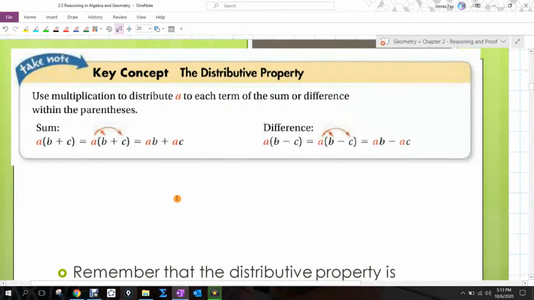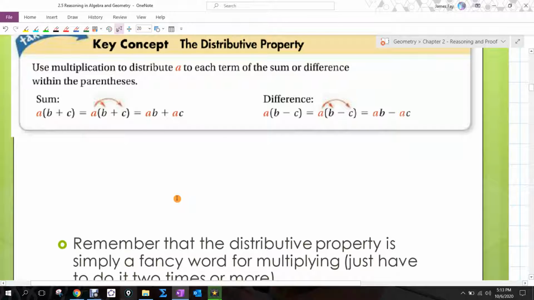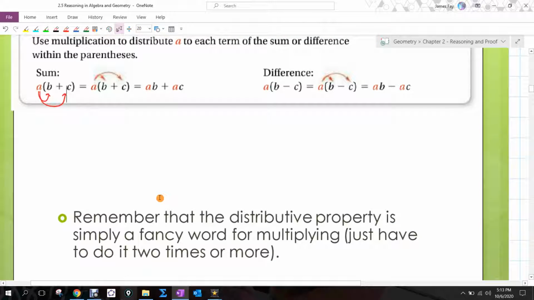Distributive property, you guys are aware of. If you think about what you're doing here, the distributive property, if I take A times B, I get AB, take A times positive C, I get AC. All you're doing when you're doing the distributive property is you're multiplying. So the distributive property is simply a fancy word for multiplying. Distribute means to give out. If I'm a paper boy, I distribute the newspaper to my customers, meaning that I give each one of them a paper.